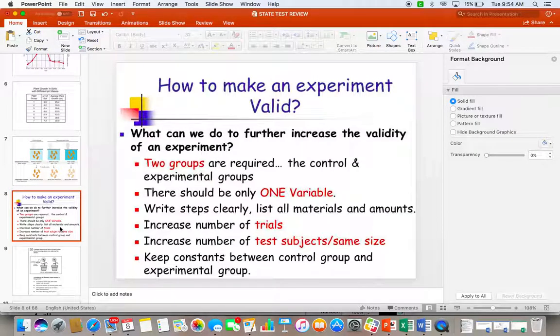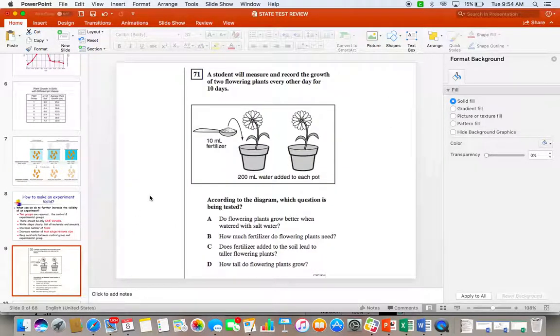Down in this experiment, we just have a little question, and it's asking us to tell them what we're trying to answer. What are we testing? And so it tells us in the question, a student will measure and record the growth of 2 flowering plants every other day for 10 days. And so you can see we have identical plants. It tells us we're adding 200 mils of water to each pot. But in this pot, we seem to put the fertilizer. So just think for a minute what our independent variable would be and how we would construct a hypothesis.